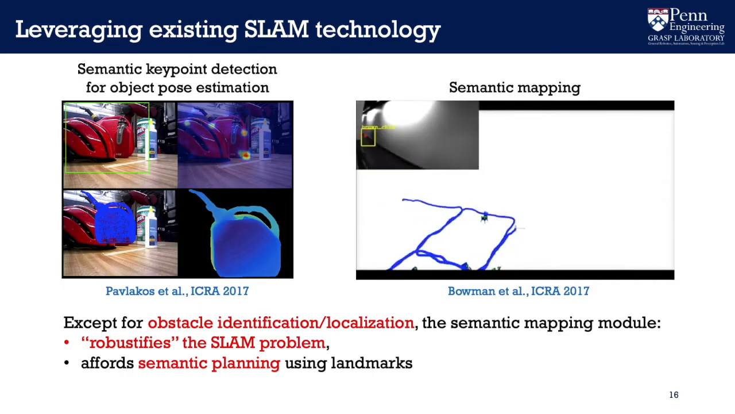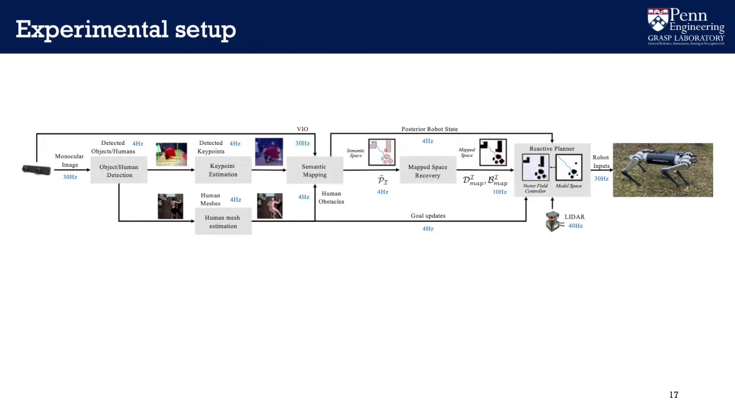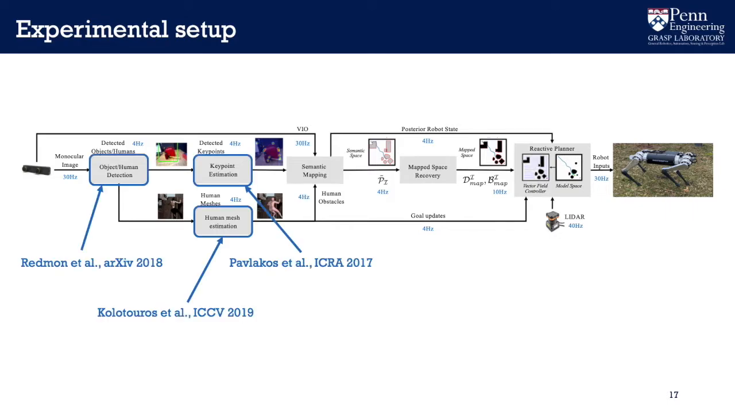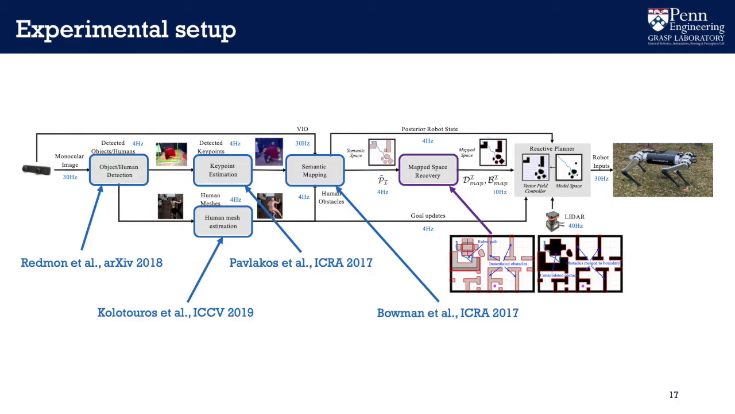complex robot missions. Our experimental setup consists of our perceptual pipeline, using 3 different neural networks for object and human detection, object key point estimation, and human mesh extraction, our semantic mapping module that fuses information from the perceptual pipeline to build the semantic space, our mapped space recovery module that consolidates obstacles in the semantic space to form the mapped space, and finally our reactive controller, which uses the mapped space information to design the control policy and update the robot inputs. Our controller is implemented in Boost using C++ and communicates with the robot using ROS.